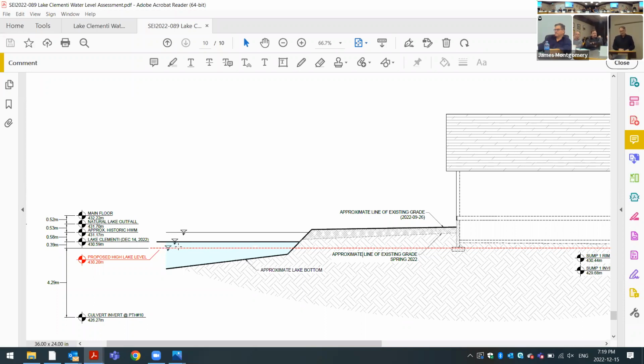So the next part of the presentation was going to be about mechanisms of getting the water out of Lake Clementi, but maybe before we do that, if there are any particular questions on this matter, we could talk about that. Would that be all right, James?